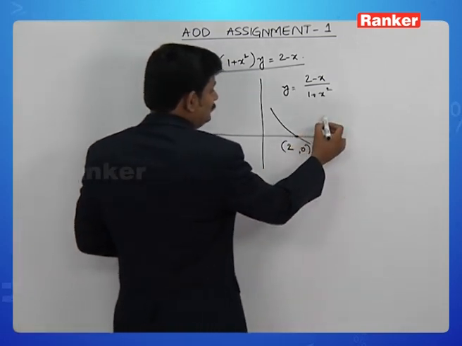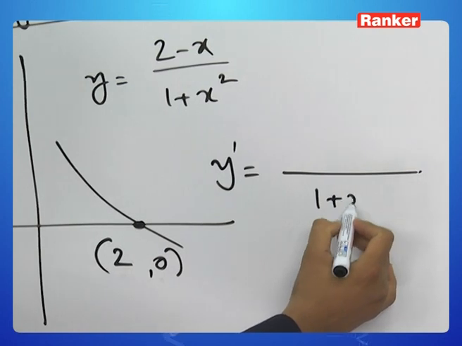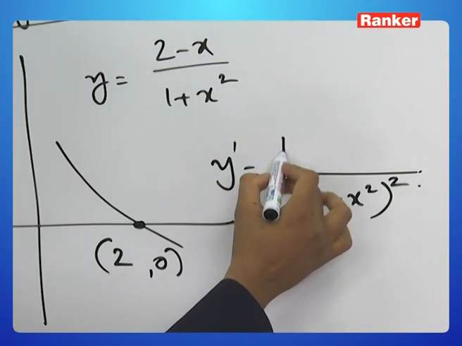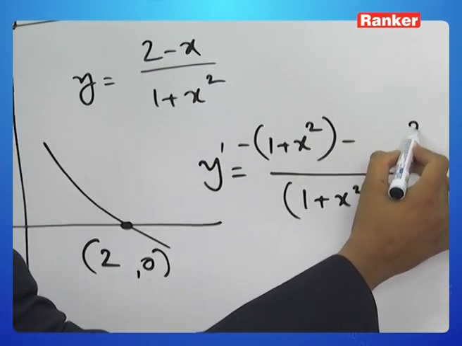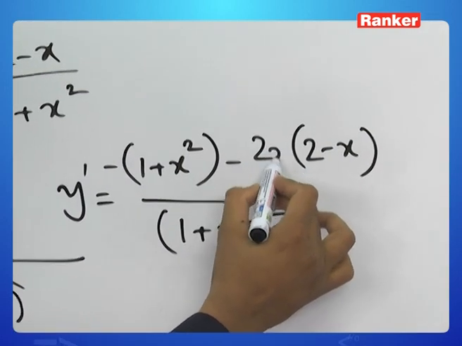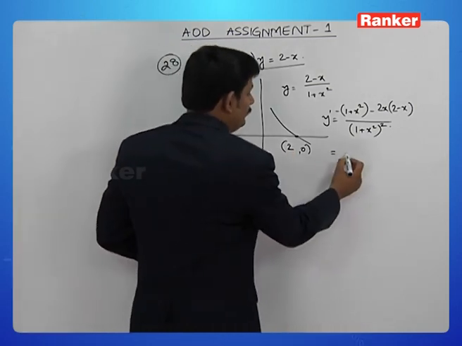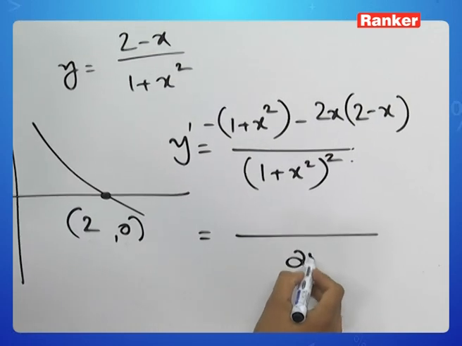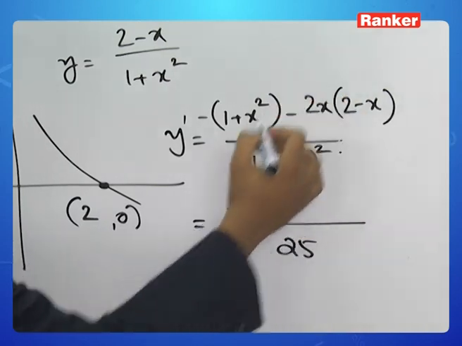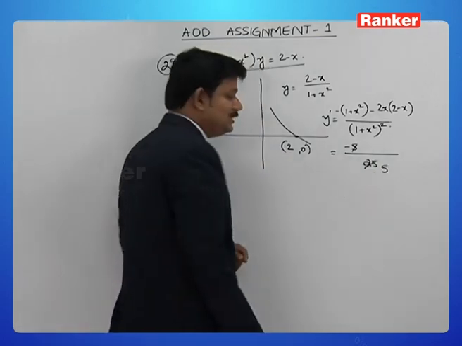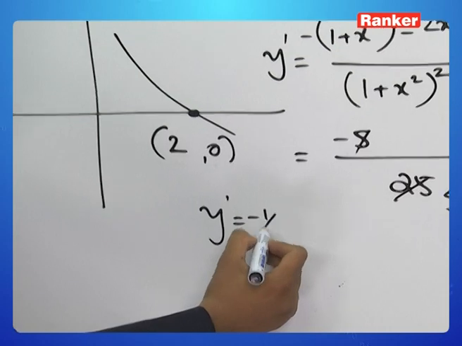Find dy/dx. y' is equal to, using the u/v rule, [(1 + x²)(-1) - (2 - x)(2x)] over (1 + x²) whole squared, at the point where x is 2. So the slope would be, 5 squared is 25, (-5 - 0)/25, since 2 minus 2 is 0, and 5 goes into 25 five times, giving -1/5. So the slope of the tangent y' is -1/5 at this point.